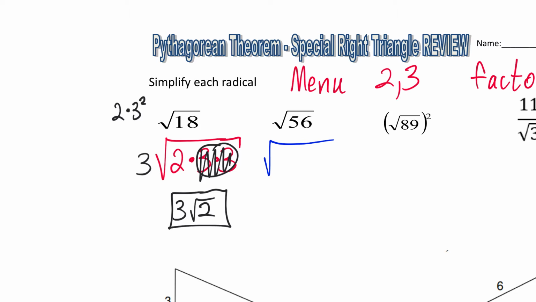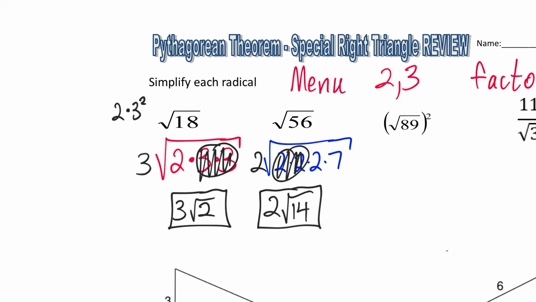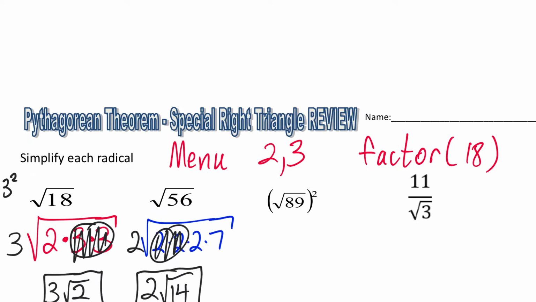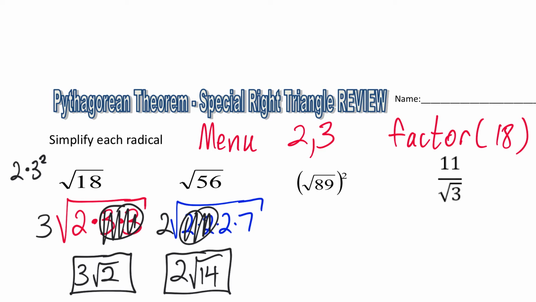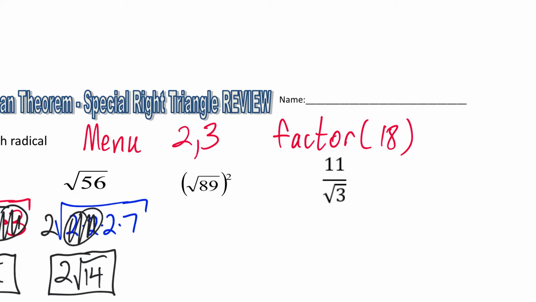So 56. How does 56 break down? It's 3 2s and 1 7. So there's a pair of 2s, so that's a 2 on the outside. And on the inside, the 2 and the 7 didn't have a pair, so they just get multiplied back together, and that's going to be 2 square root of 14. Wait, how do you do that in the calculator again? This right here, menu 2, 3. If you type menu 2, 3, it'll bring this up right here where it says factor.